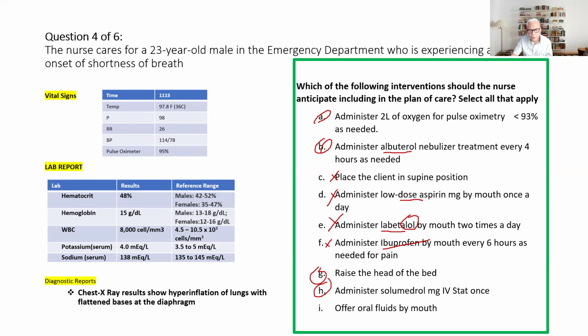You remember that beta blockers cause bronchoconstriction, and therefore this should be avoided. And a lot of you answered offer oral fluids. Whenever a patient is short of breath, you should never give anything by mouth because of the risk of aspiration. Whereas it is true that patients with respiratory problems need a lot of fluids, you must never give anything by mouth if they are severely short of breath because of the risk of aspiration.